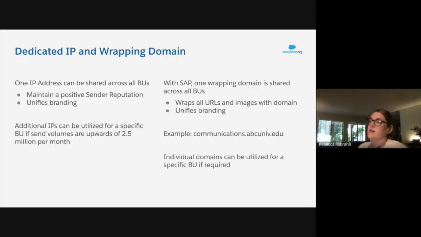Similarly, in terms of a wrapping domain, with an SAP, the Sender Authentication Package, typically one wrapping domain is shared across all business units. This means that that domain wraps all URLs and images within an email that is sent out. Again, this also helps unify a brand. An example of this would be communications.abcuniversity.edu. That domain would be wrapped around all URLs and images. If needed, individual domains can be utilized for specific business units if required for things like sending from addresses. You'll certainly want to take into consideration if you have one brand that can share that domain. Typically, that's what we see most of, and usually that's perfectly fine. But certainly if there are specific brands or subdivisions that need their own branding, you'll want to take that into consideration.